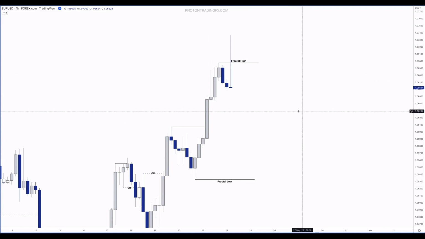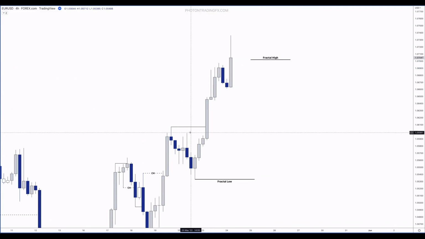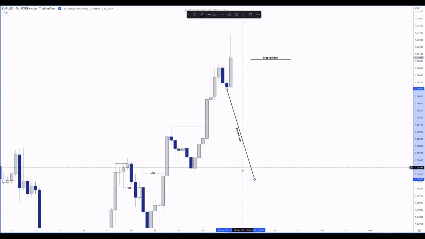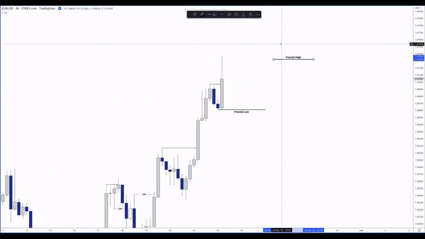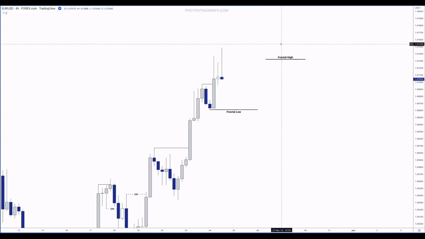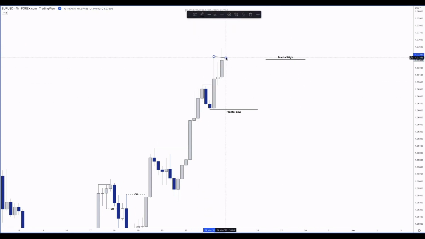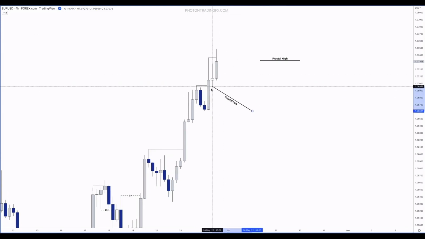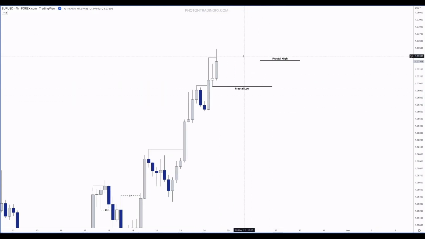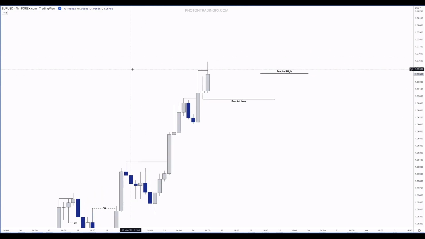Now we pull back and then we break the structure to the upside. So then we have a continuation. All right. And then this becomes our fractal low, as this was the last candle to fail to break the previous candle's high. Cool. So we pull back. You see, sometimes if you go really quickly, you can miss things, but we had that continuation, right? Price pulls back, so we had the fractal pullback, and then we continue to the upside. The inside bar was the last candle to fail to break the previous candle's high. So that becomes our fractal low.